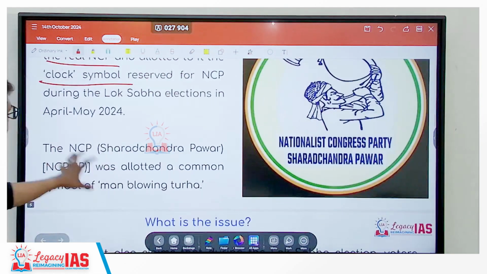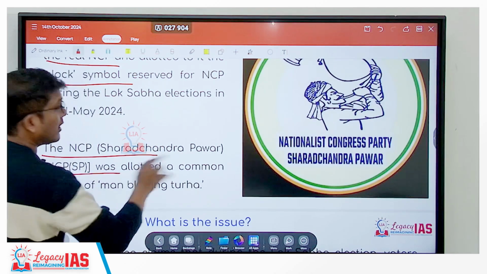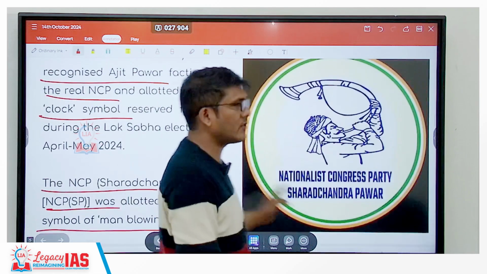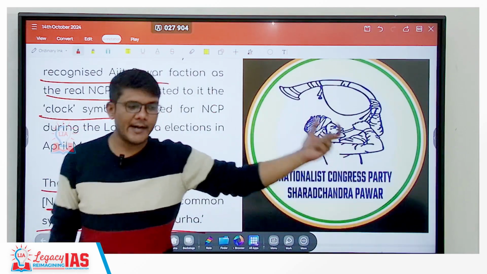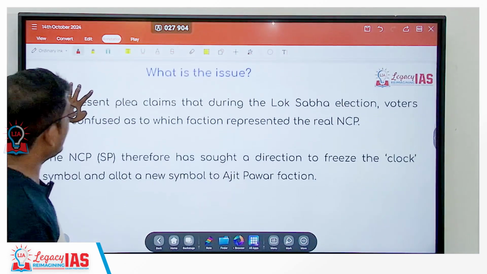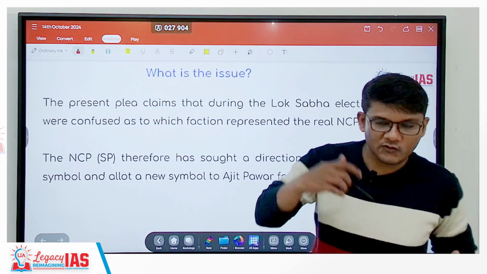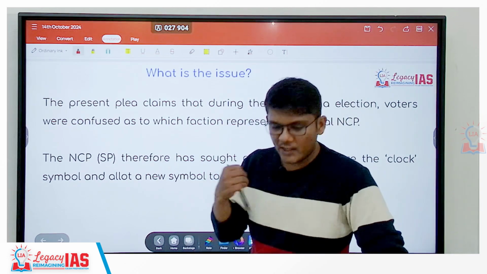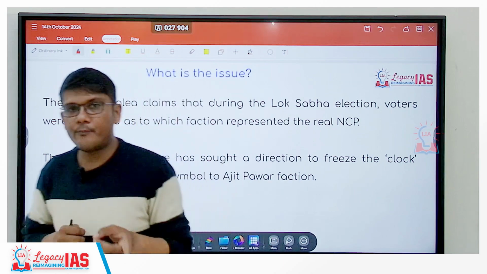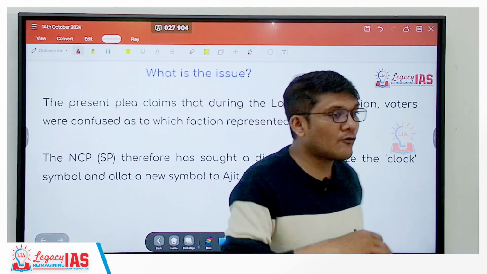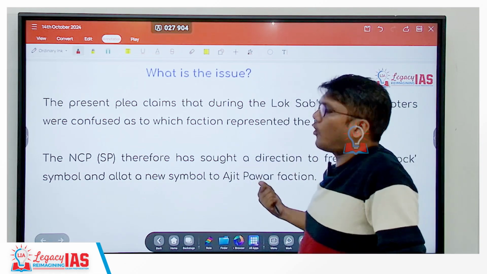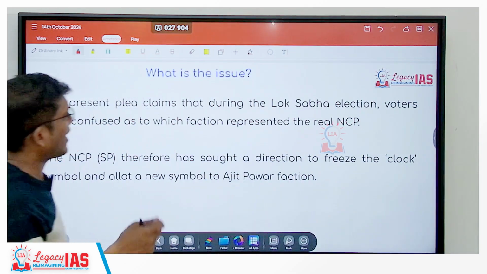And what happened is, to the Sharad Pawar faction, they allotted a common symbol of a man blowing a turra. Turra is a musical instrument. So this is the symbol that the Sharad Pawar faction was allotted. Now, when this symbol got changed, the Sharad Pawar faction is claiming that because of the change in symbol, people got confused and we should have got more votes on another seat additionally, which we did not, because people got confused, and that should not have happened.